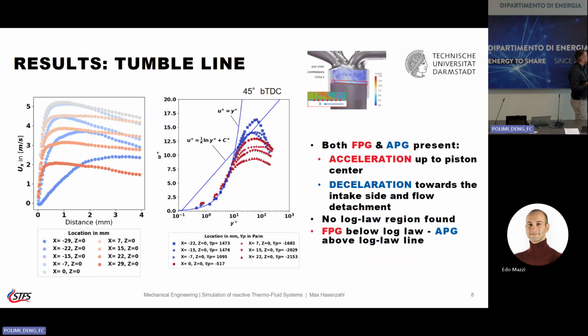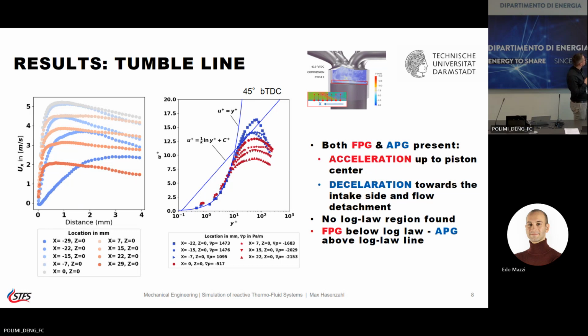Okay. Now I call this the tumble line. Basically, it's if you bisect the tumble plane with the piston. You can imagine you get a line, and I sample here going from the exhaust side along the piston at multiple locations, again then in one binormal direction.